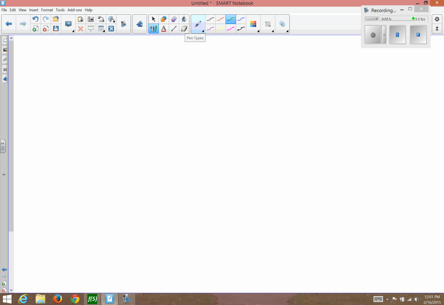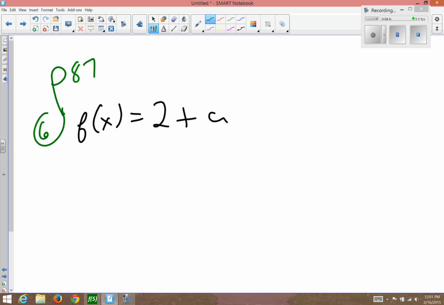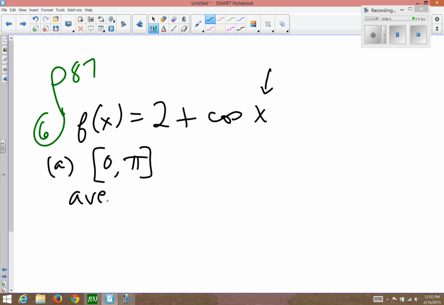So on page 87, exercise 6, the function f of x is 2 plus cosine x. There's actually a typo in the book. That's correct. It should be an x. Part A has the interval 0 to pi. The directions are: find the average rate of change of the function over the given interval. Find the average rate of change.